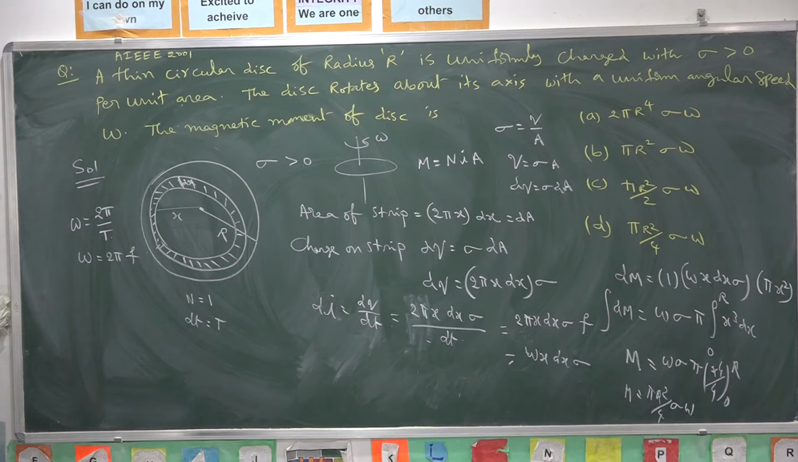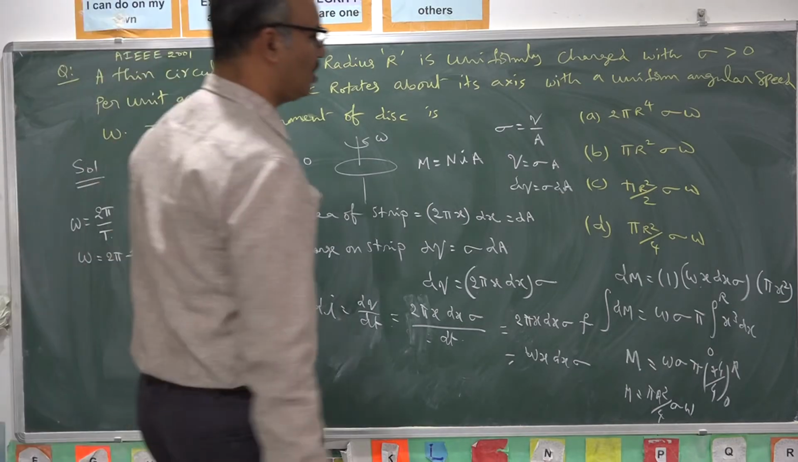Once again I am going to explain the solution. So pi r square by 4 sigma omega is the fourth option.